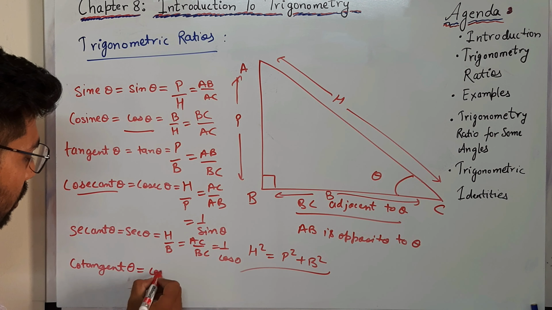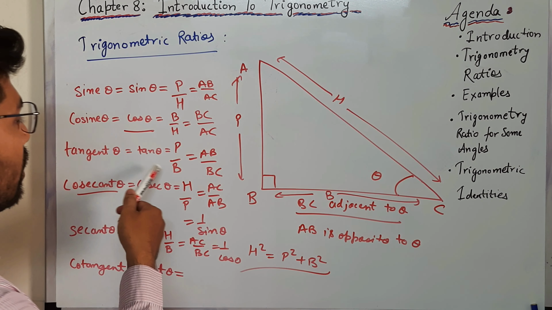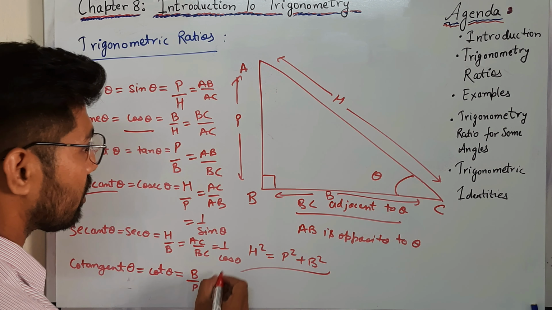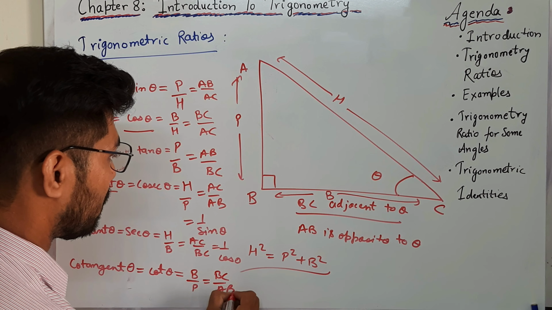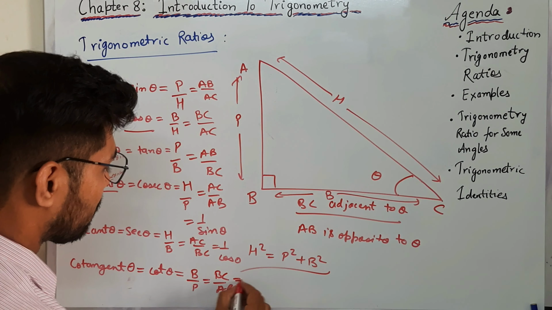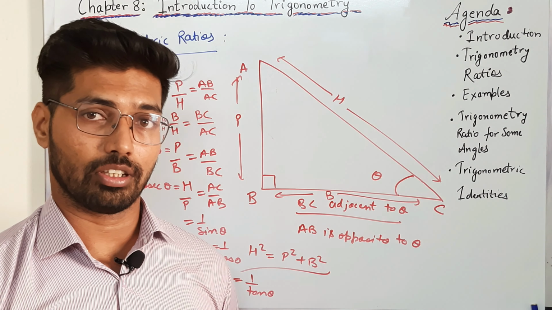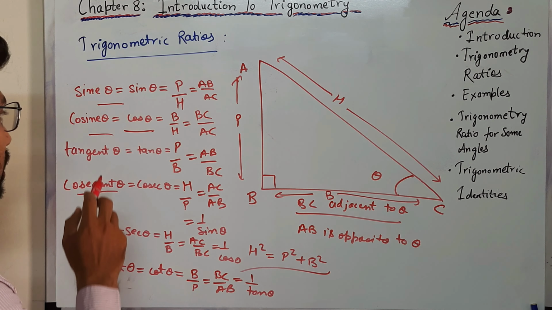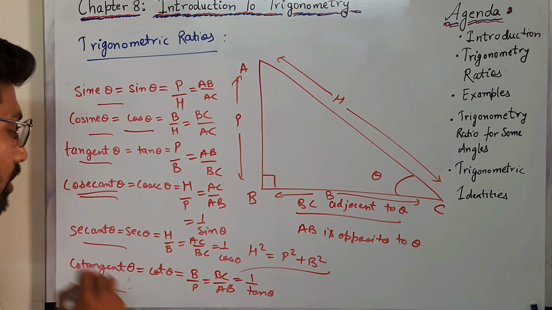Okay, which is also called cot theta, and this is the opposite of tan theta. This is b upon p, this is BC upon AB, and this is 1 upon tan theta. So these are the properties of trigonometric ratios actually. So how we will derive sine theta, cosec theta, cosine theta, tangent, secant, and cotangent.